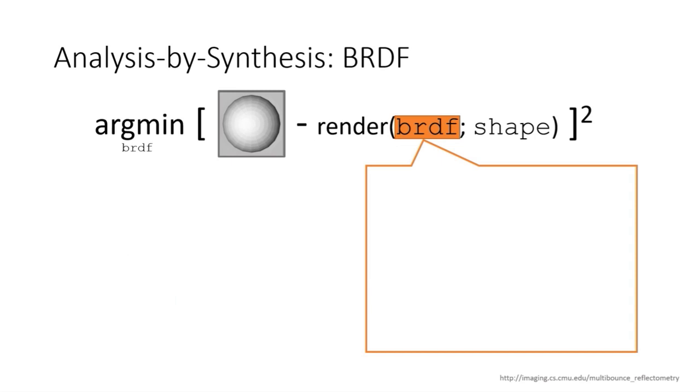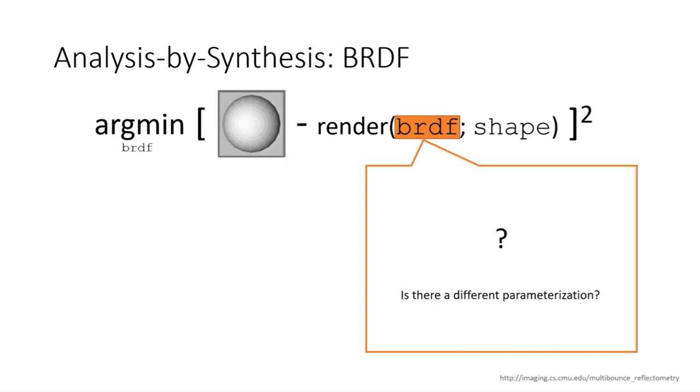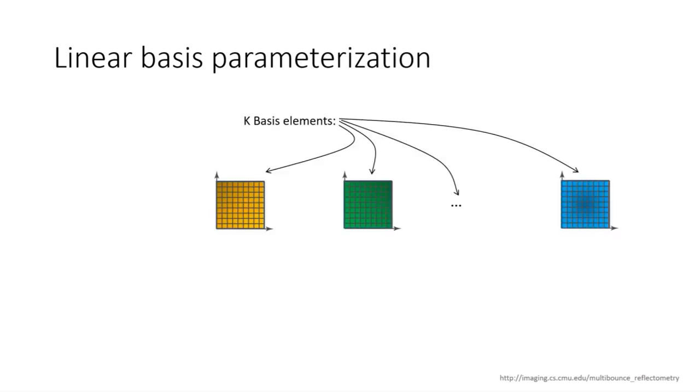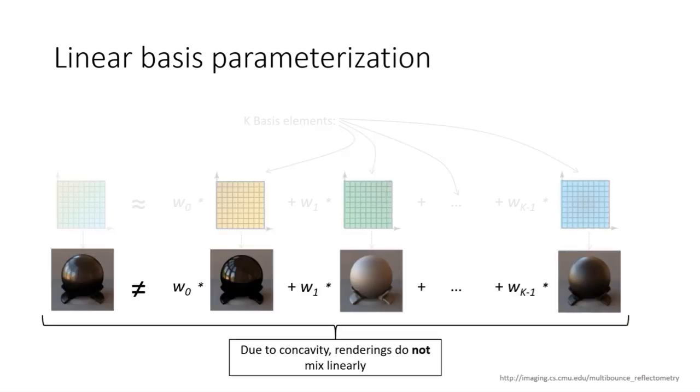We can now turn our attention to the next component of our analysis by synthesis framework, the BRDF representation. The non-parametric 4D form of the BRDF, while very descriptive, can be unwieldy for optimization. Instead, we want to use a more compact but still descriptive BRDF representation. We adopt a linear basis parameterization that has been common in the reflectometry literature. For this, we select a set of basis elements, each corresponding to a valid BRDF. Then we can approximate any unknown BRDF as a linear combination of these basis elements by recovering the mixing weights W that produce the closest match to image measurements. For our basis, we use 40 BRDFs computed to best fit the MERL database. A key point here is that for a non-convex surface, images rendered with each of the basis BRDFs do not mix linearly. This makes it necessary to use Monte Carlo differentiable rendering to optimize for the mixing weights.